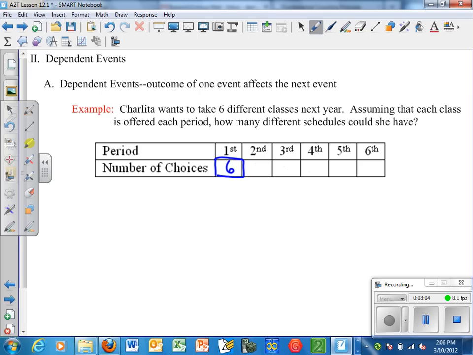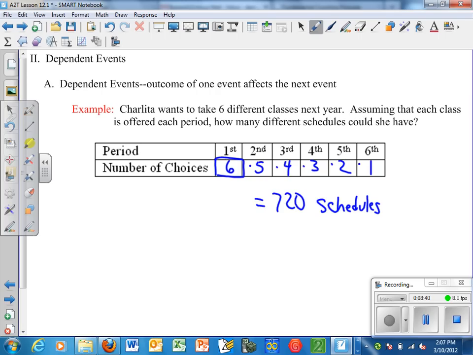So I could take 6 classes there. Now, once she takes a class first hour, she's not going to take that the rest of the day. So then that means there's 5 classes left for second hour. Once those 2 get filled, there's 4 classes left for third hour, 3, and so on down. The fundamental counting principle says I multiply all those together. So it's 6 times 5 times 4 times 3 times 2 times 1, and that would equal 720 possible schedules that she could have. And that is the lesson.